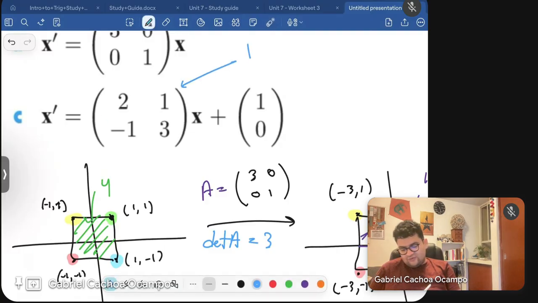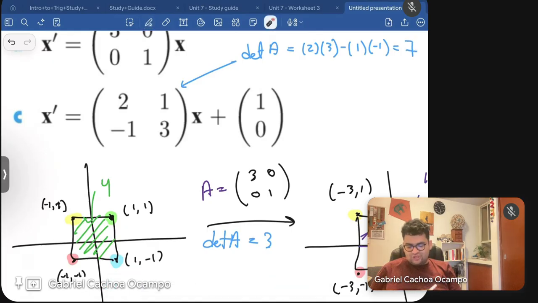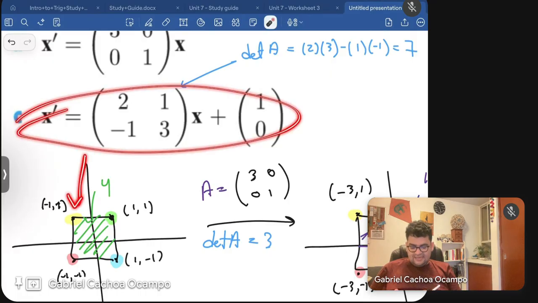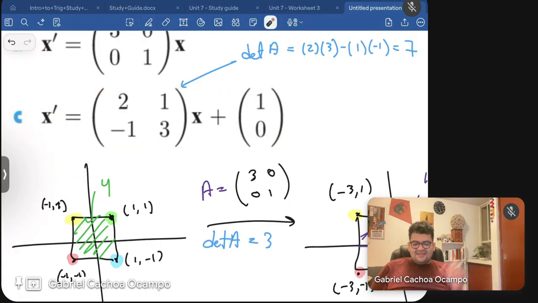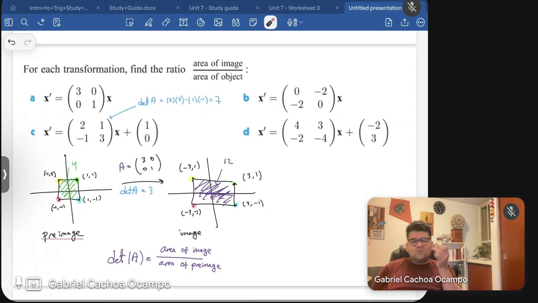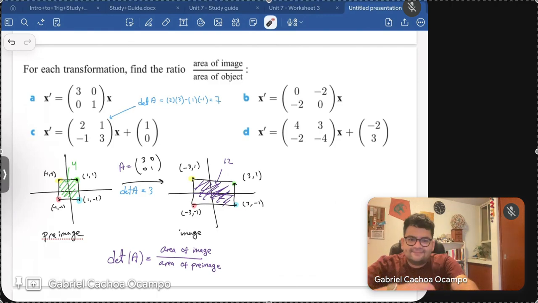O sea, you would have to find the determinant of this matrix A, which is 2 times 3 minus 1 times minus 1. O sea, this is 6 plus 1. O sea, this transformation is going to change the original area by a factor of 7. If I were to apply this transformation to this square, I would do 4 times 7. That is the idea that you need to get from this skill, which I don't know about you, but it is super cool. You just need to get that idea. Woo, math!